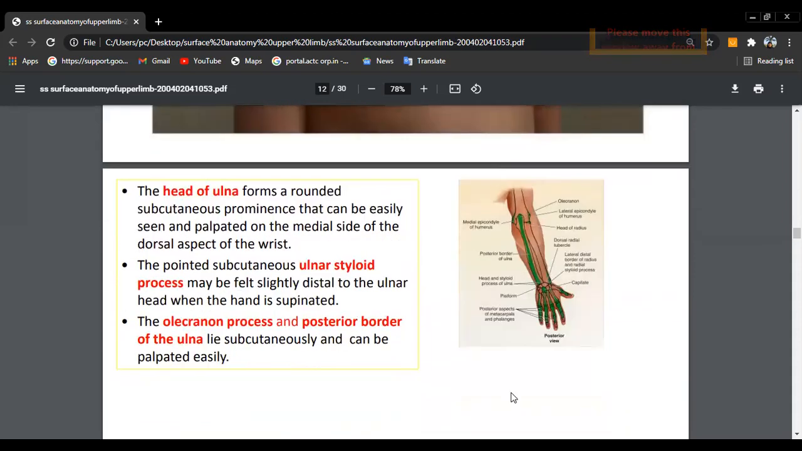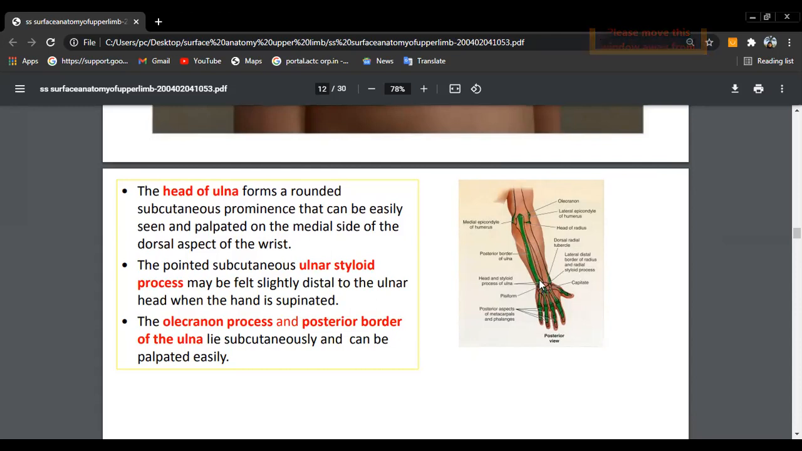Now, what is the medial bone we have? This is the medial aspect of the forearm, and on the medial aspect we have the ulna bone. This is the head of the ulna, which forms a rounded subcutaneous prominence that can be easily palpated on the medial side of the dorsal aspect of the wrist. You know, the head of the ulna is lower down. In the upper part we have the olecranon process, in the lower part we have the head of the ulna, and then we have the styloid process.